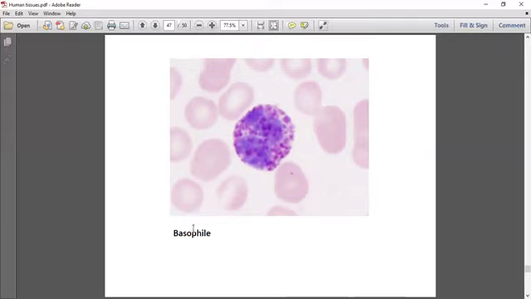Basophil, very clear. The cytoplasm is rich with dark blue granules, which are basophilic granules, and a horseshoe or S-shaped nucleus.